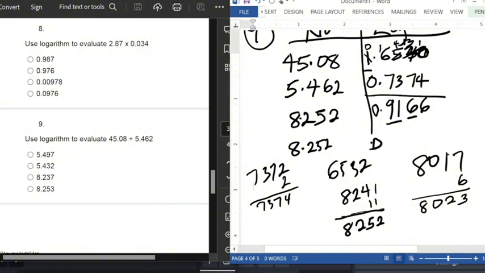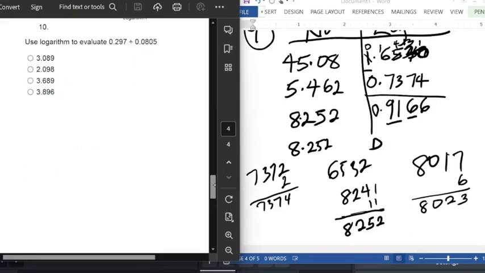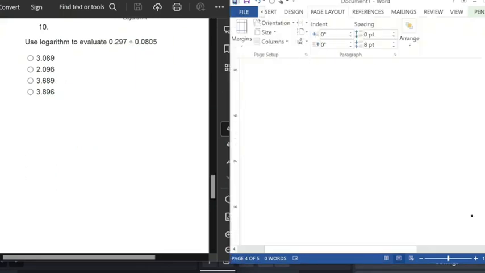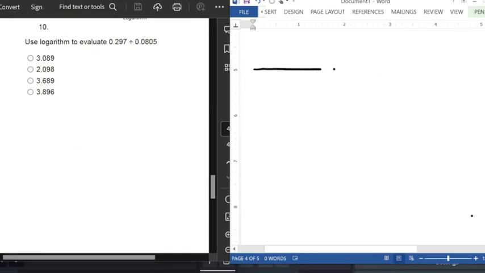And the one that is closer to that is option D. I hope this is very clear. Question number 10 now. So for question number 10, we do the same thing. We write number and the log.